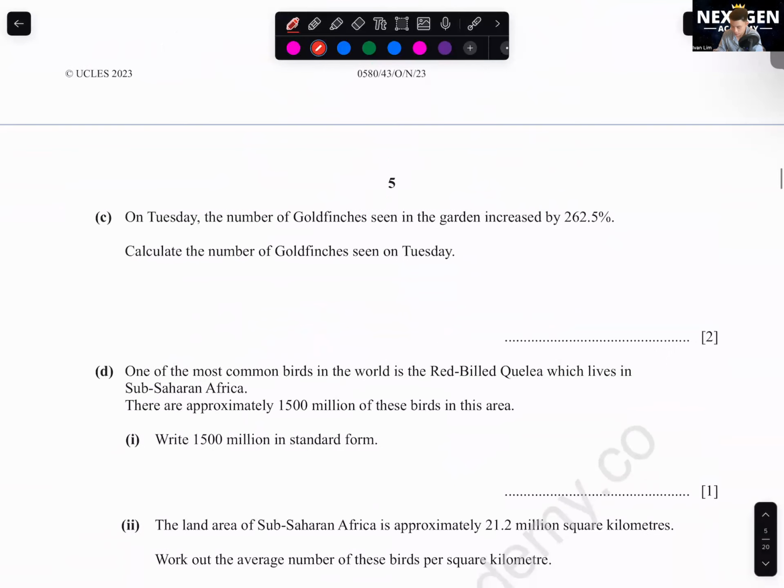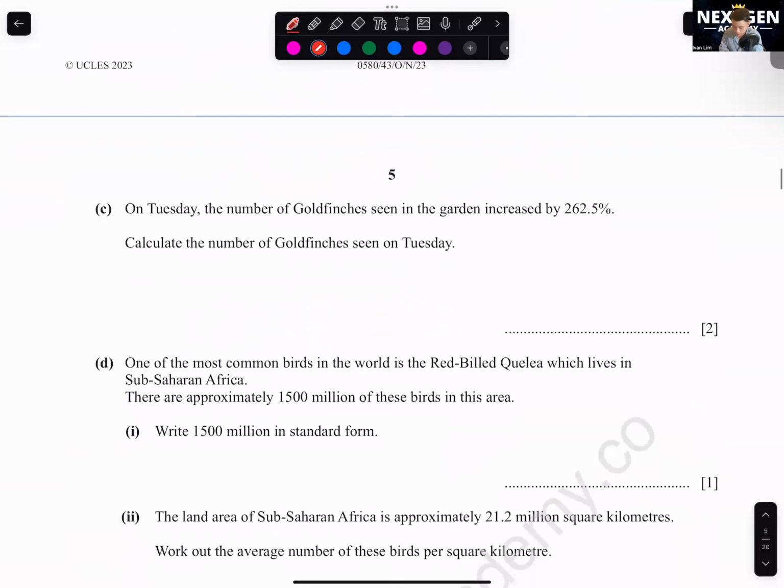Question C. On Tuesday, the number of goldfinches seen in the garden increased by 262.5%. Calculate the number of goldfinches seen on Tuesday.